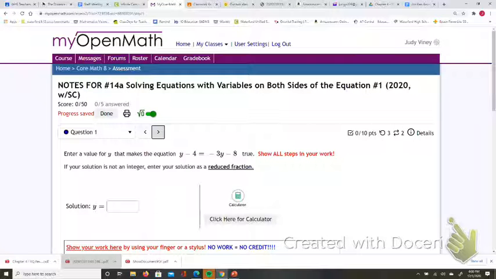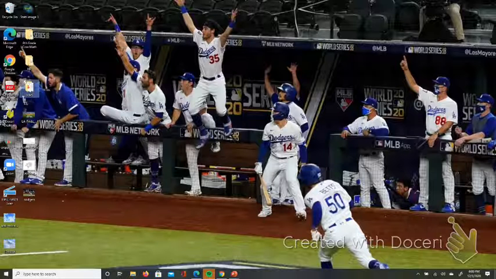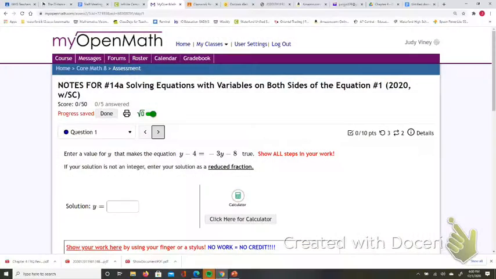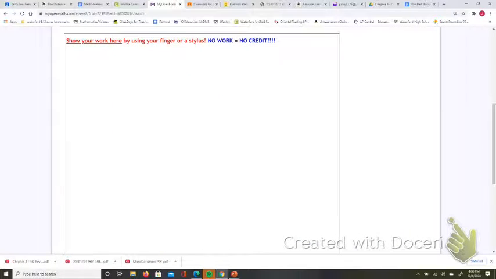Hi there. So we are doing notes for lesson 14A, and this is solving equations with variables on both sides of the equation. So the first thing that you're going to do is write the equation down. So the first equation is y minus 4 equals negative 3y minus 8.